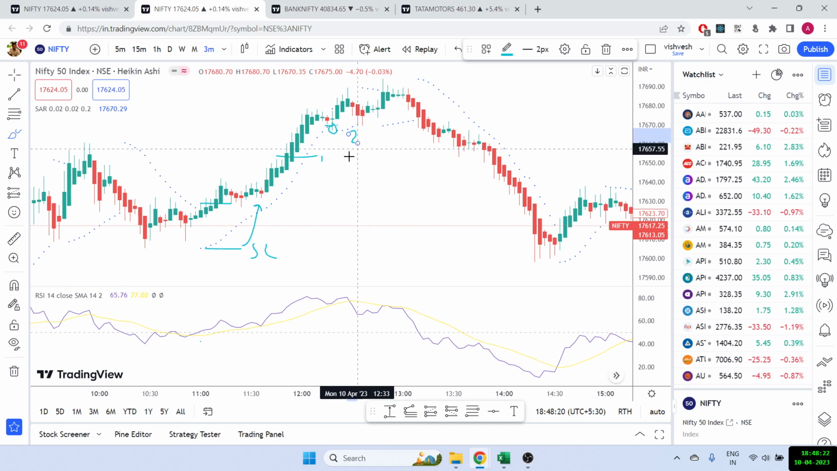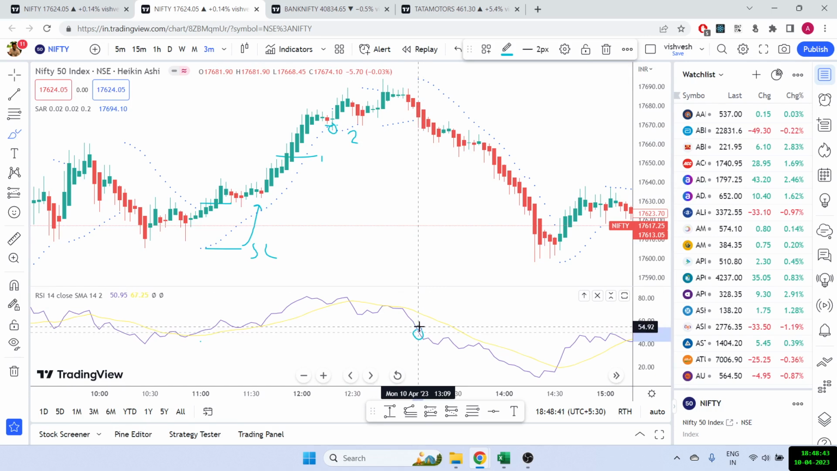So this was in case of a buying trade. Let's also see for a short trade. So this is the candle. If you see this candle, on this candle, we have all the three things in place for a selling trade now. So basically we have a red candle. We have the red candle below the PSAR. So that's the second condition. And the RSI value is less than 50. That means I'm going to sell here.